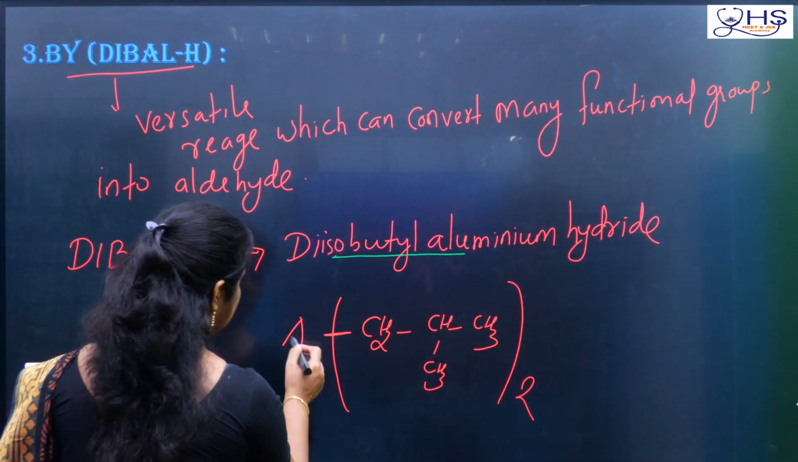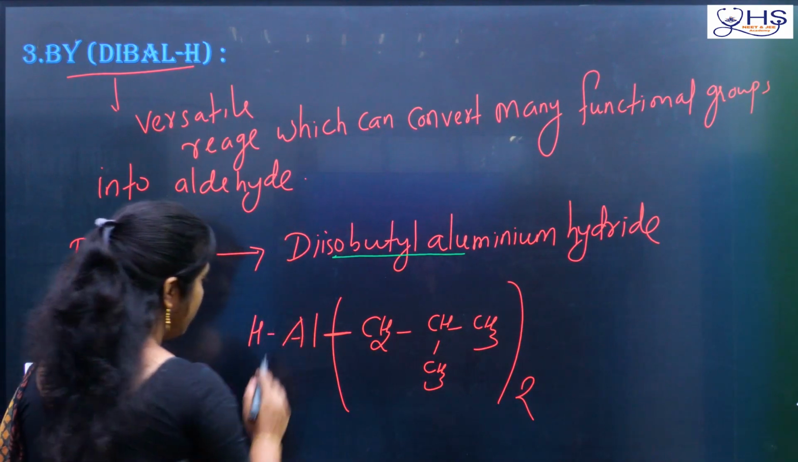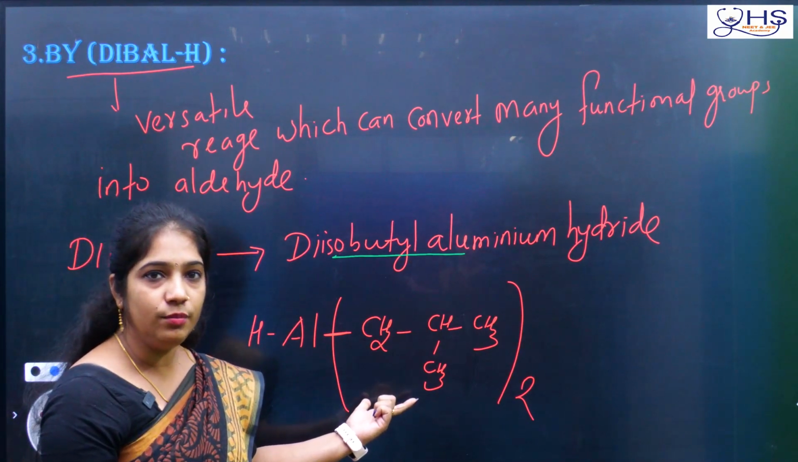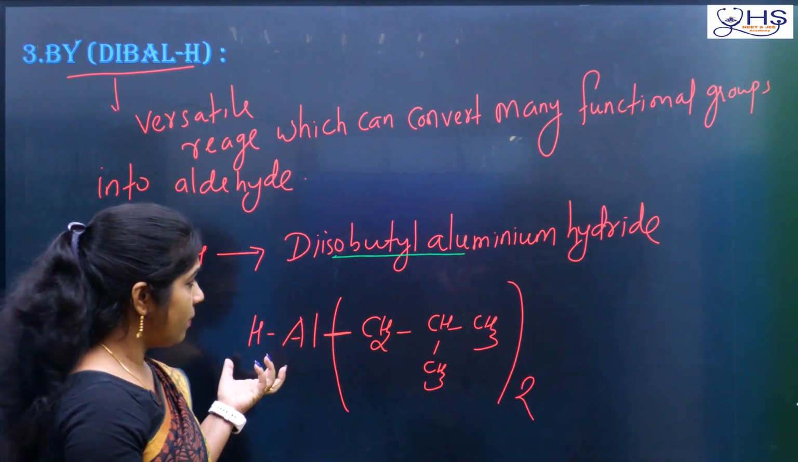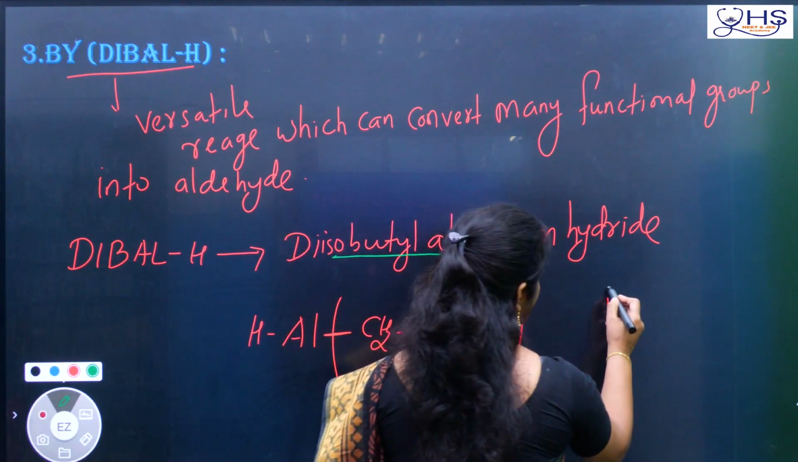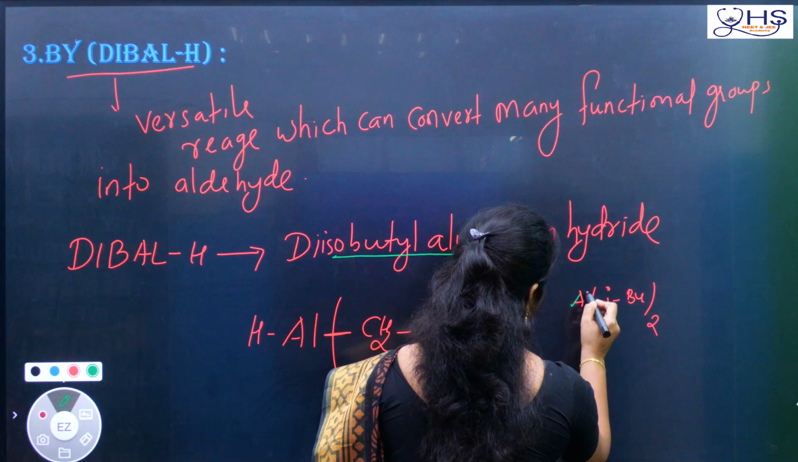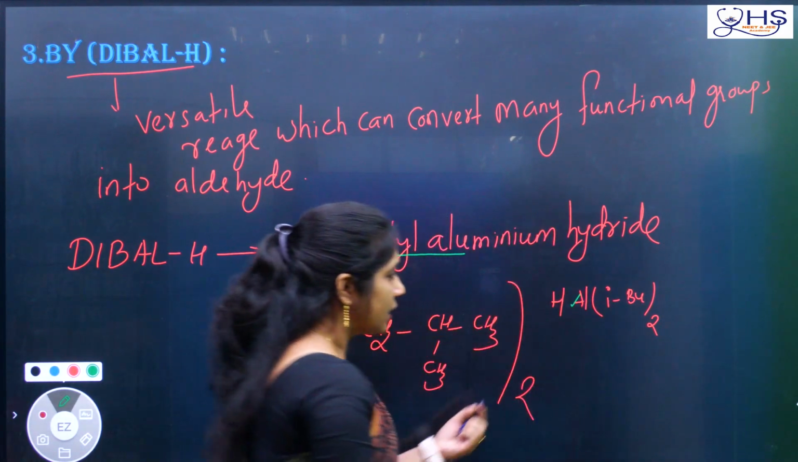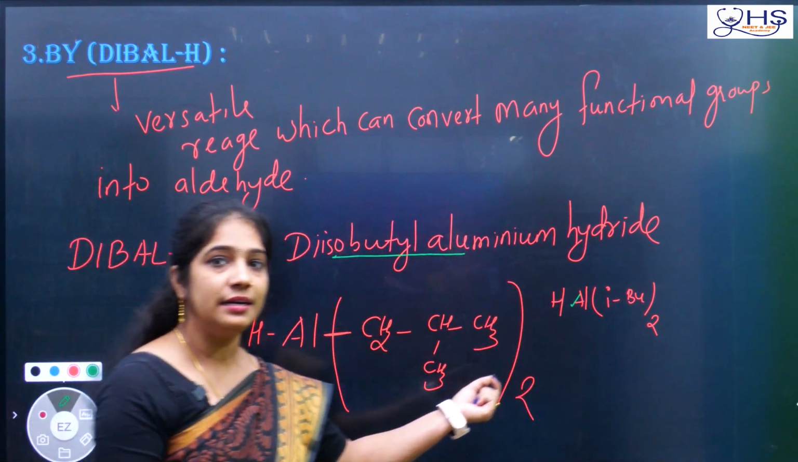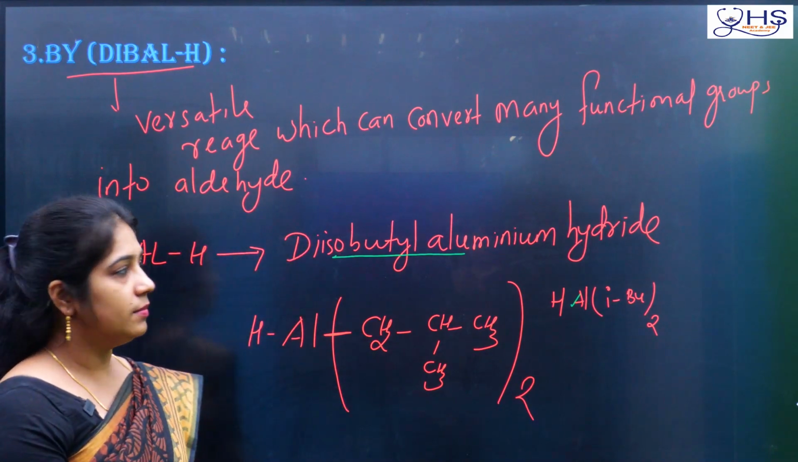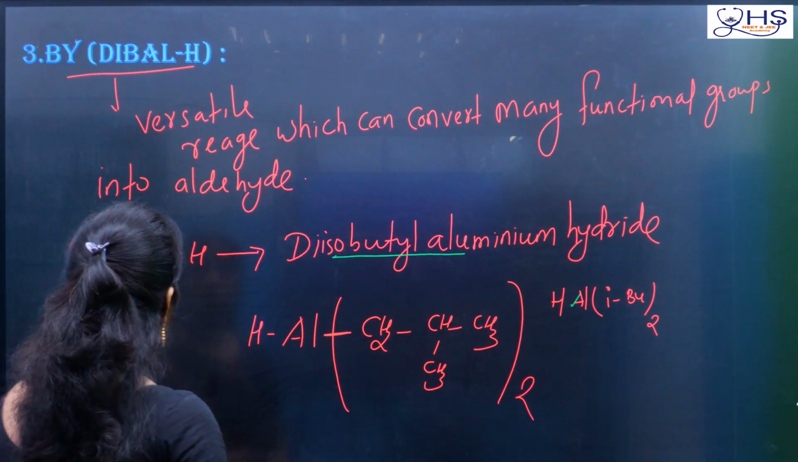Next is aluminium, then hydrogen. So, diisobutyl aluminium hydride. In the question paper, sometimes they will give it like this also: iBu two times aluminium hydride. Same thing only. It also means diisobutyl aluminium hydride. Now, what is the function of this reagent?